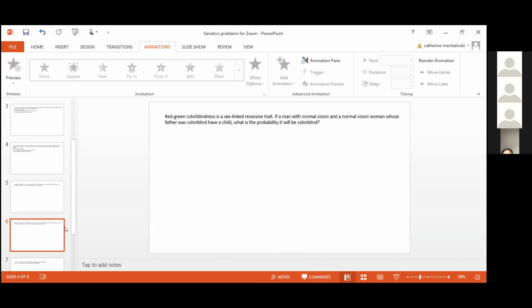All right, so here's another one. Again, we have red-green color blindness, so I would recommend that you use B for blind instead of C for color. In this case, we have a man with normal vision and a normal vision woman, but her father was colorblind. So see if you can figure out the genotypes of the man and the woman, and then proceed with the Punnett Square.